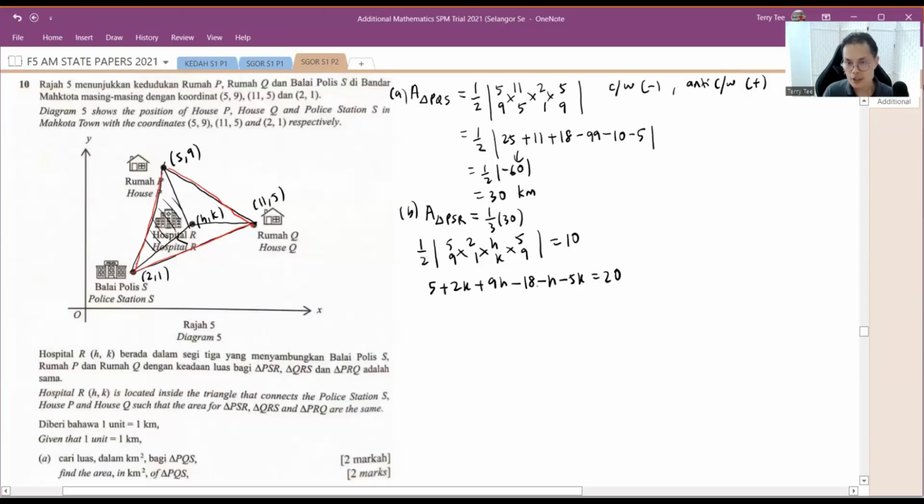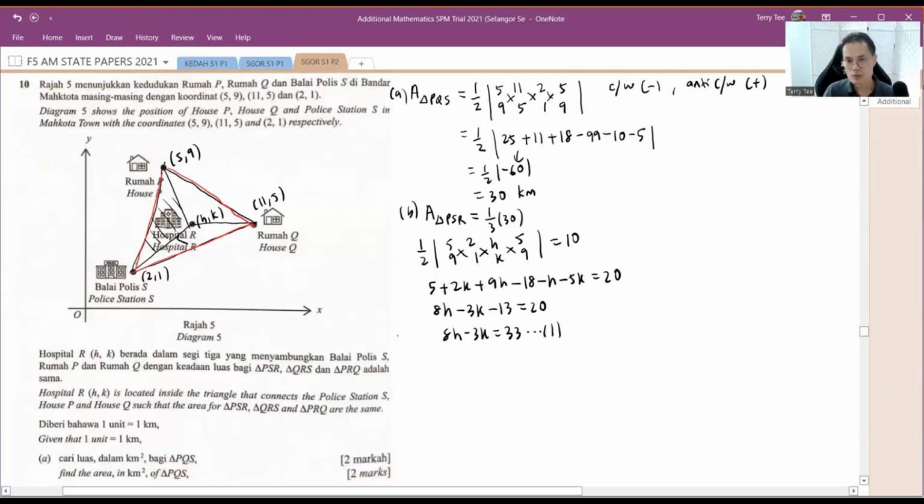So I'm going to put 9H minus 1H is 8H. 2K minus 5K is negative 3K. So 5 minus 18, negative 13. The result is 20. 8H minus 3K equals to 33. I don't know what to do with it. I'm going to leave it out.